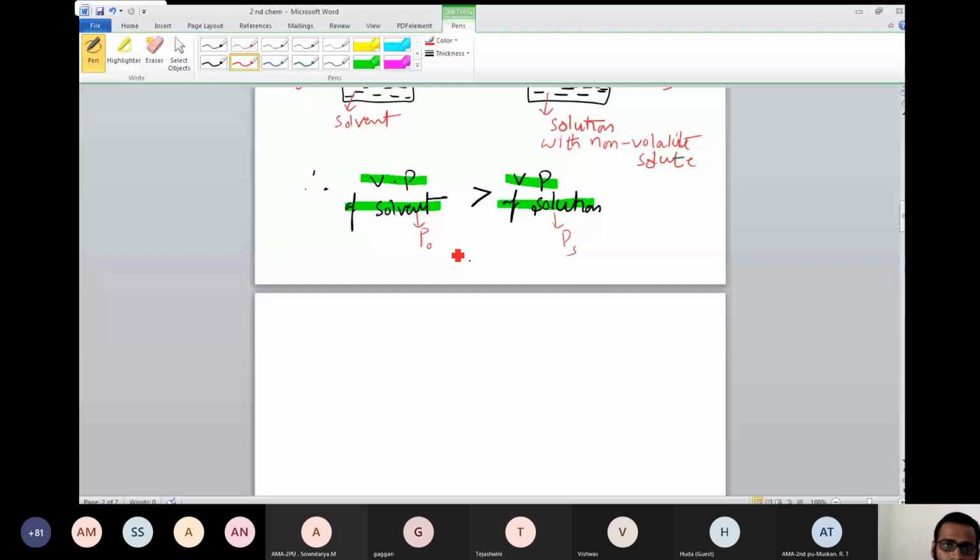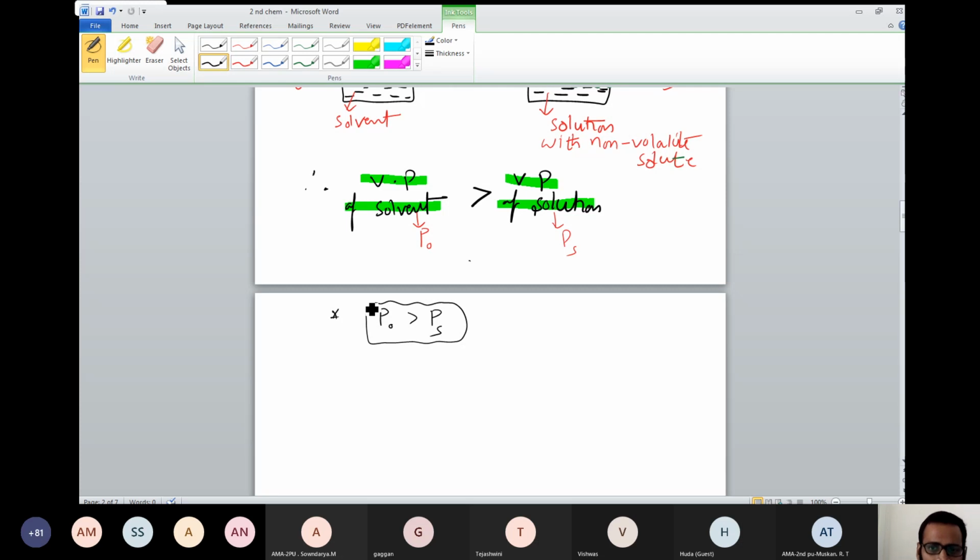Okay. So vapor pressure of solvent is always greater. Therefore P naught is always greater than PS. Remember this one, everyone. Don't ask me later why P naught is greater. I told you P naught is vapor pressure of solvent.